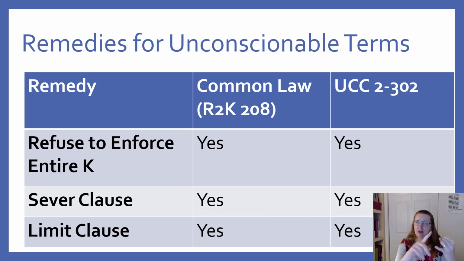So once again, courts can refuse to enforce the entire contract. So they can declare the entire contract unconscionable, thus allowing the party claiming unconscionability to avoid the contract entirely. Now keep in mind that when we're talking about avoidance and you rescind a contract, if a party has received benefits under that contract, then typically there has to be some sort of restitution by the party who received the benefit along with the rescission of the contract.